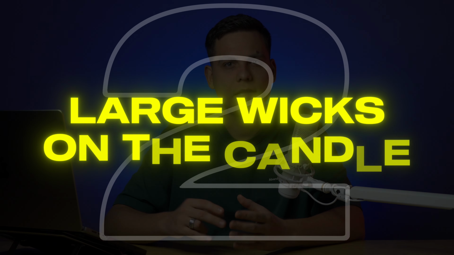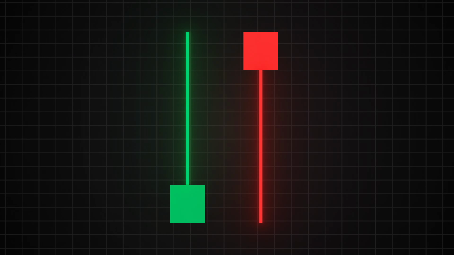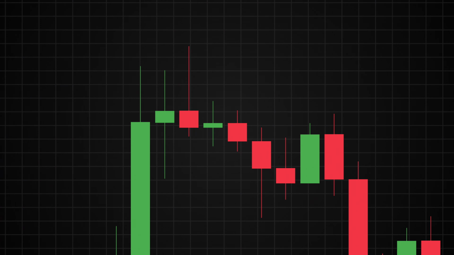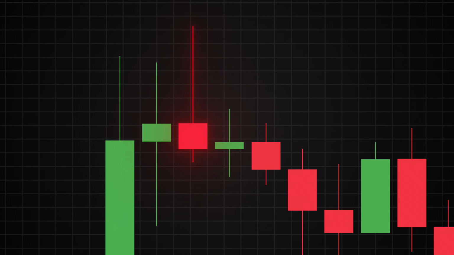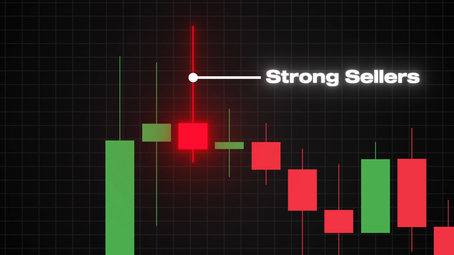Concept number 2. Large wicks on the candle. Whenever we notice a large wick above or below the body, it gives us an important clue about price movement. What does it mean if we see a large wick above the body? It means that sellers are heavily selling at these levels, and for the price to rise, buyers will need a lot of effort.